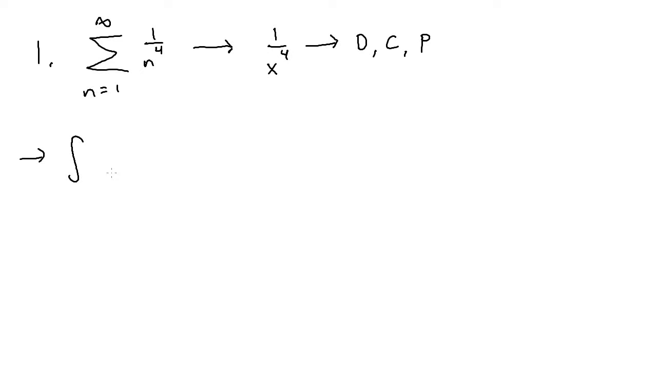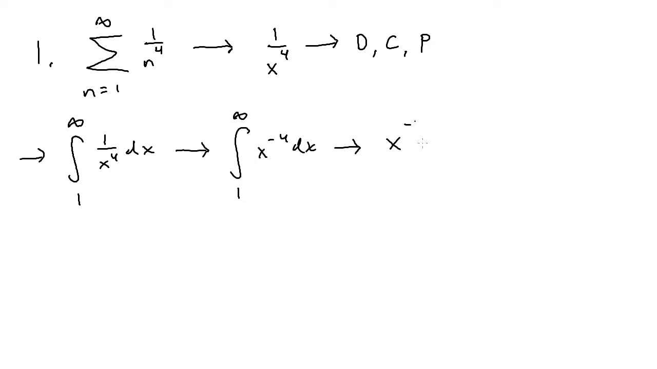So we can take the integral. Obviously our bounds are from 1 to infinity. So the integral from 1 to infinity of 1 over x to the 4th dx. I can just move the exponent to the numerator and make it negative so that we can use the power rule. We have the integral from 1 to infinity of x to the negative 4th dx. To integrate this, we use the power rule: we add 1 to the power and divide by the new power. So we get x to the negative 4 plus 1, which is negative 3, over negative 3, which simplifies to negative 1 over 3x cubed.